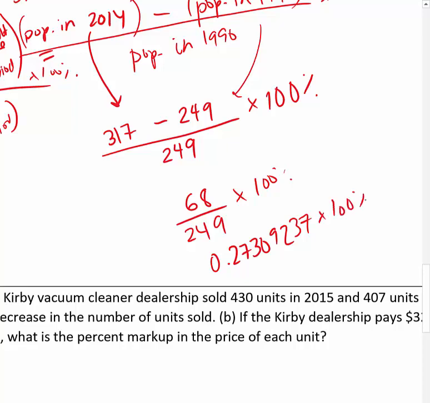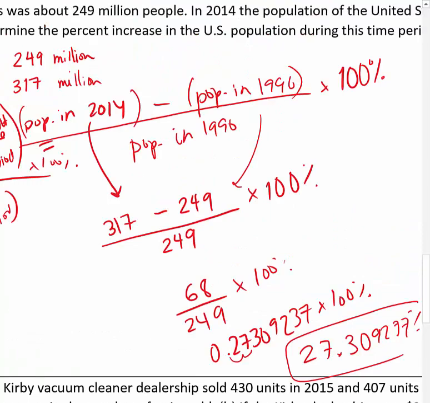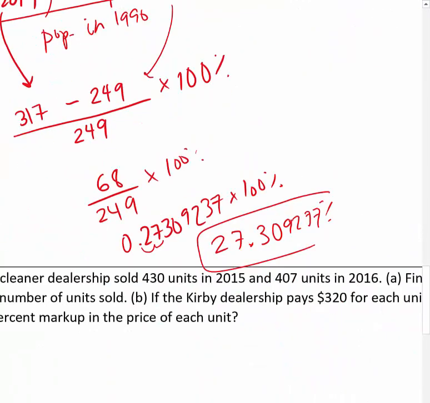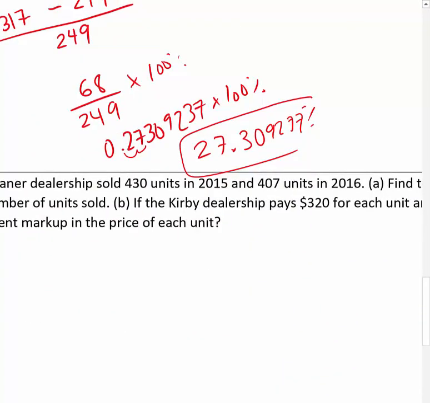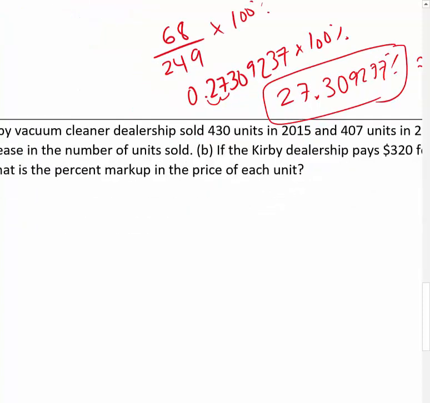0.27309237. Alright, now we're multiplying that by 100, which will just move the decimal to the right twice. So it's 27.309237%. There we go. And did they say to round? If they told me to round, I would, but if they didn't say to round, just leave it. But just know that's about 27%. Just about. Okay.